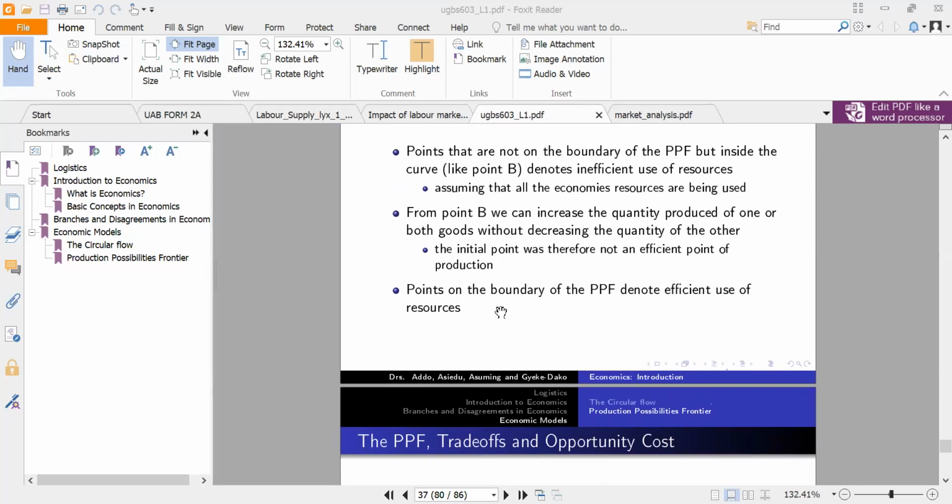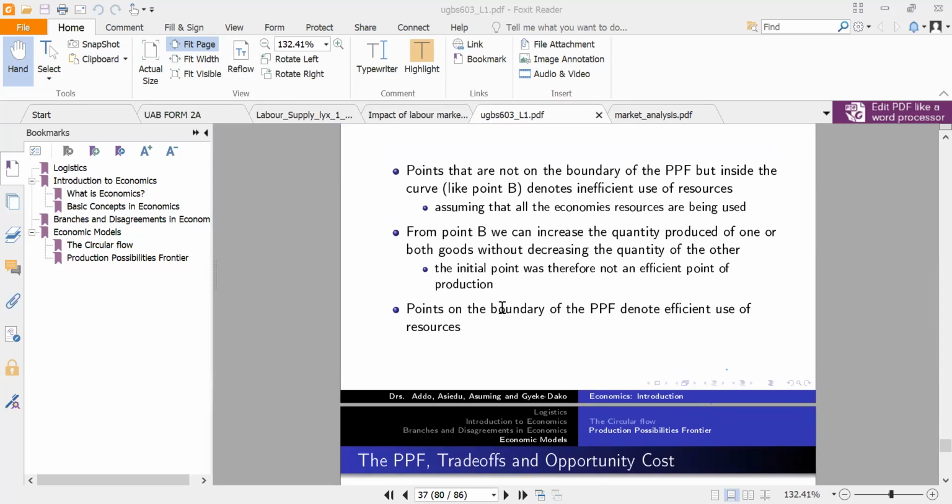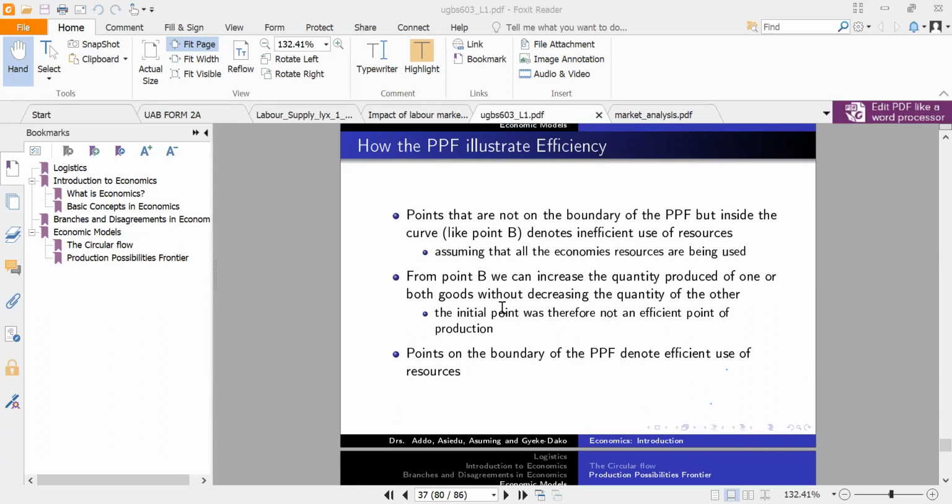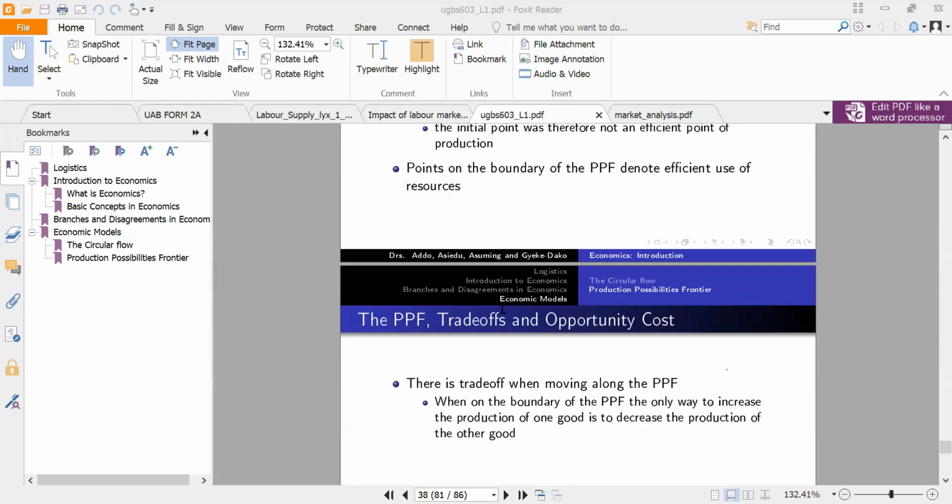Okay, so I made that point. Points on the boundary of the PPF denote efficient use of resources. And I've said that if you're on your PPF, then you are efficiently using your resources.